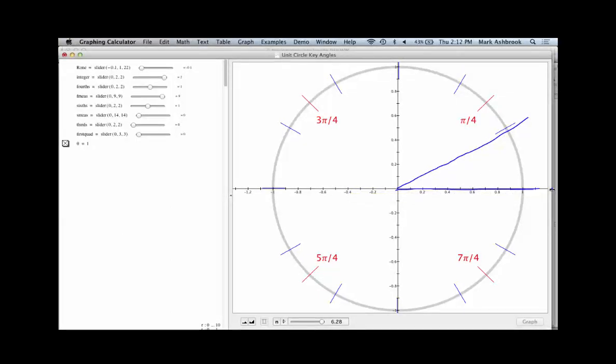So answer that with the person next to you. What fraction of a circle is that? And what angle in radians is that?